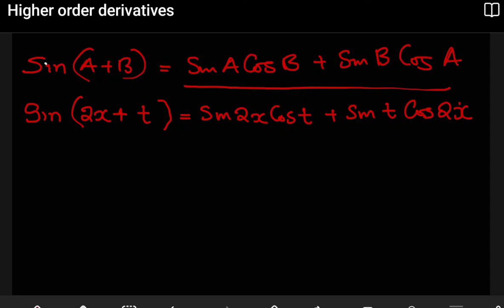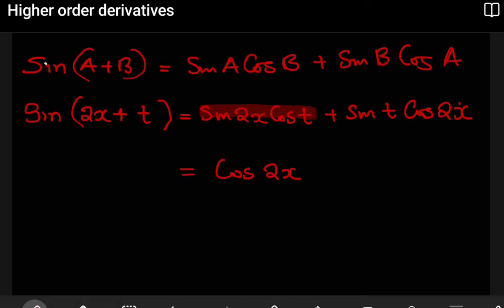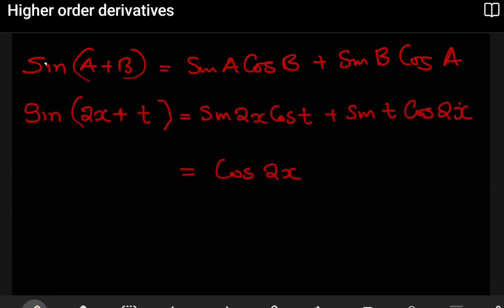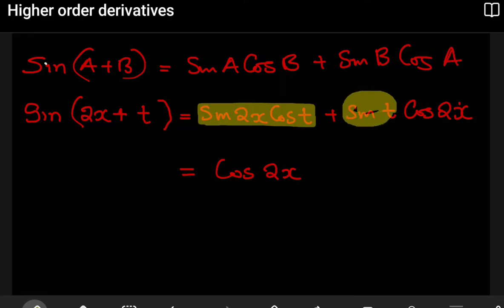Now, if the answer to this expression has to be cos 2x, this term has to give us 0. But sine 2x should not be the one determining that. Our determining factor has to be cos t, or in other words, the angle t there. It must ensure that this term gives us 0, and that this one gives us a positive 1, so that the only answer we remain with is cos 2x.